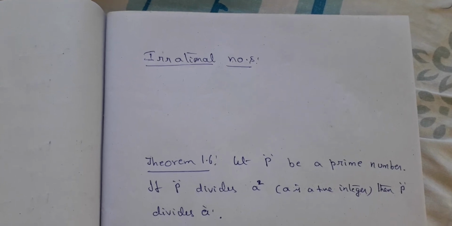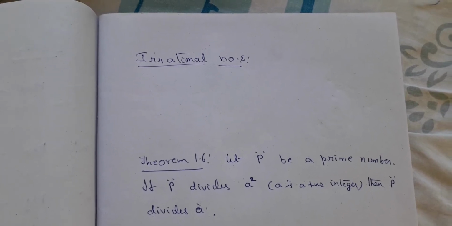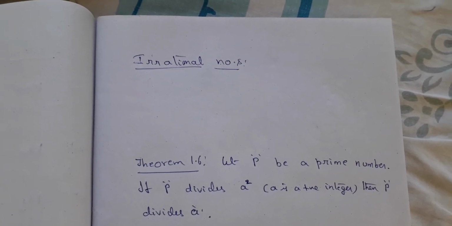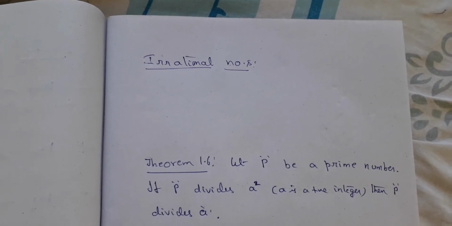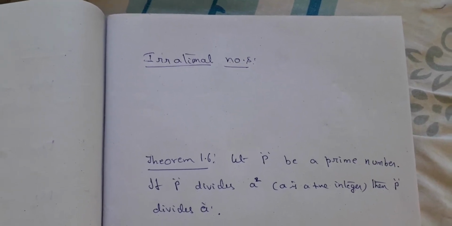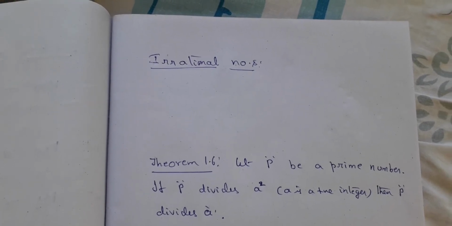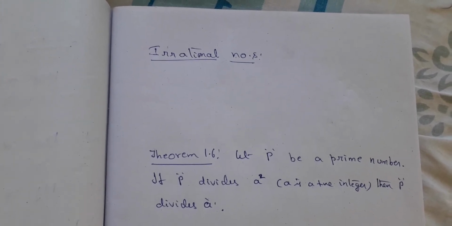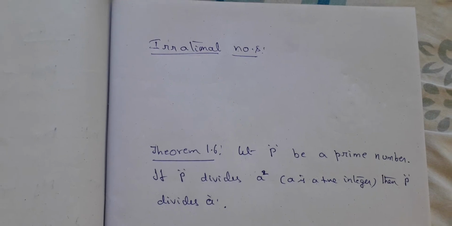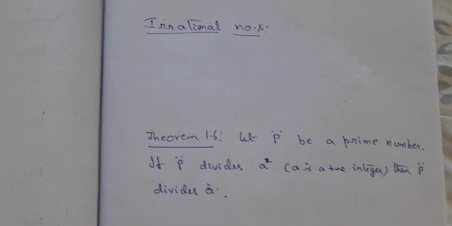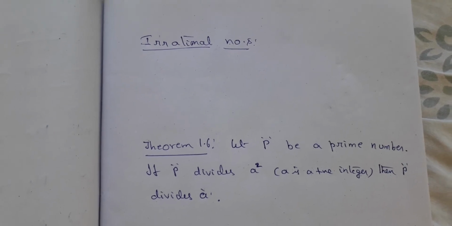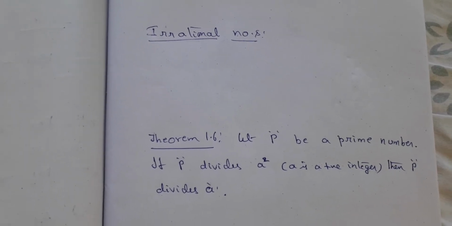So then what are irrational numbers? See, when we define rational numbers, almost all the numbers we have studied till now fall under rational numbers. That means all integers, whole numbers and natural numbers fall under rational numbers. So then what are these irrational numbers?